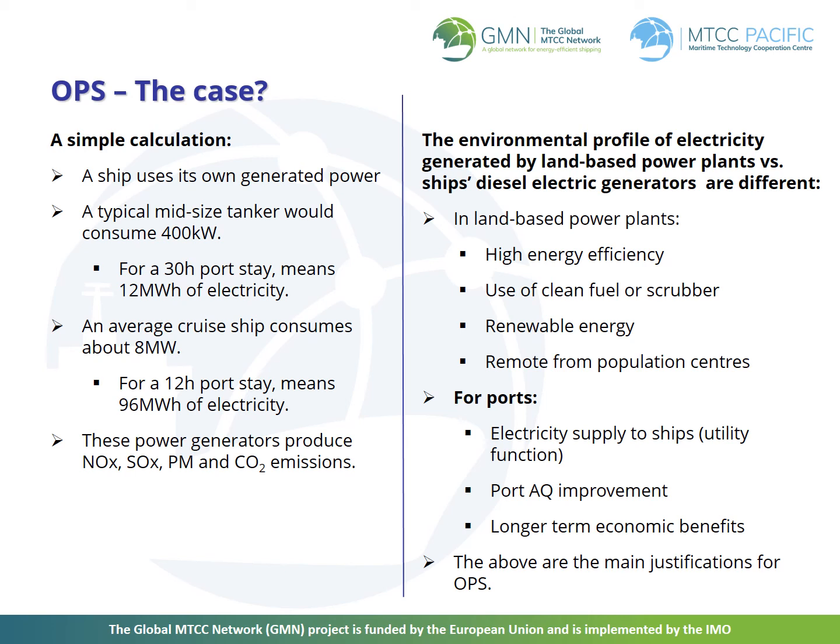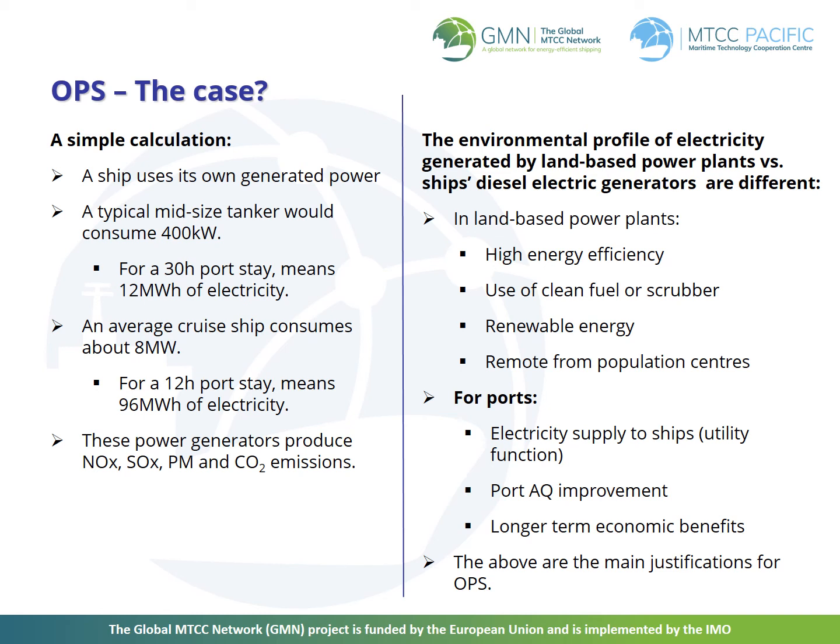The environmental profile of electricity generated by power plants on land versus ships' diesel-electric generators that run on bunker fuels is one of the main advantages of OPS technology. In land-based power plants, electricity can be generated at high energy efficiency in large efficient power plants with the use of either clean fuel or exhaust gas cleaning systems. Also, electricity is generally generated in remote areas beyond population centers with minimal air quality impact on population centers.